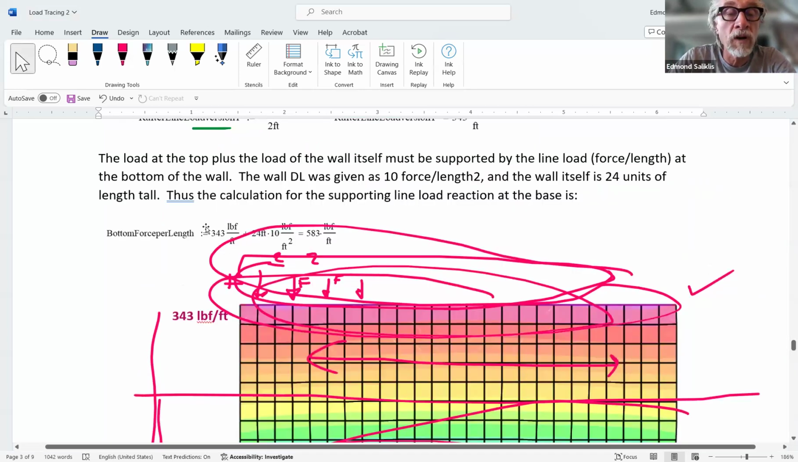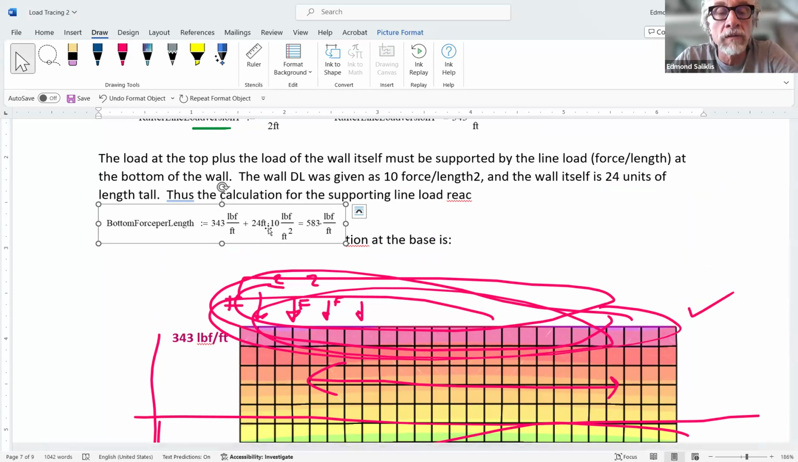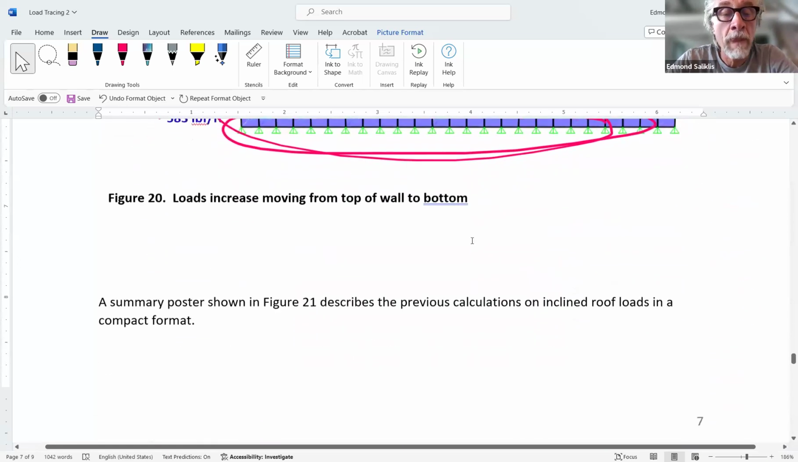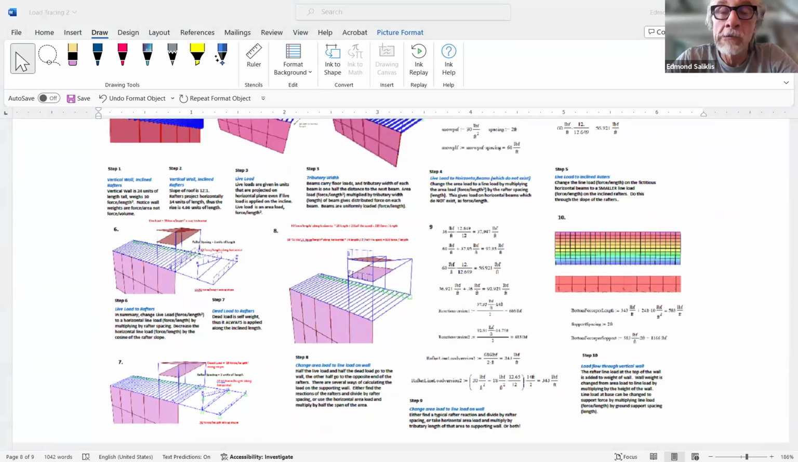So I have the force per length of the wall multiplied by the area of the wall. You could do it that way, or you could do it with the force per length squared multiplied by that length, which is the entire wall, 24 units of length of wall here. All right, there's a little poster at the bottom here. So take this wall, get the weight of the wall and apply it as a line load at the bottom.